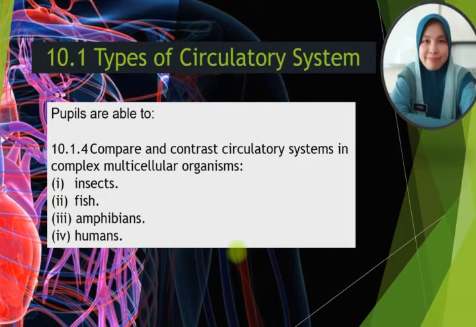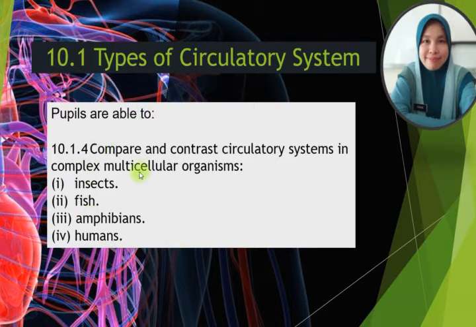Okay, so let's continue our chapter 10 today with 10.1, types of the circulatory system, part 2. In my previous video, we already discussed the necessity for the transport system in multicellular organisms, and I also discussed the types of circulatory systems. So for today, we are going to discuss further the types of the circulatory system.